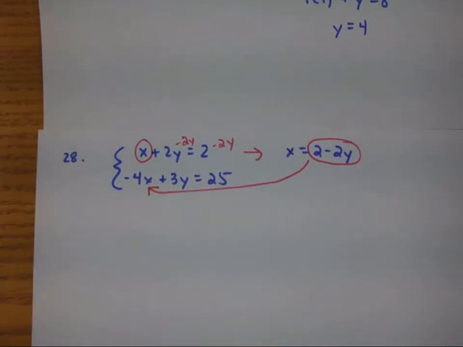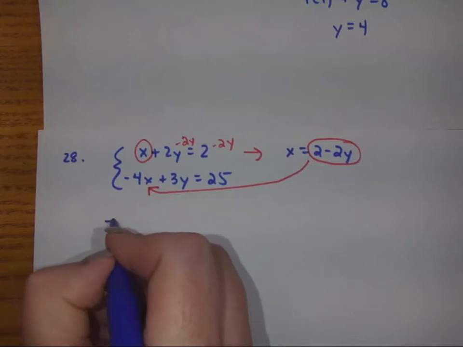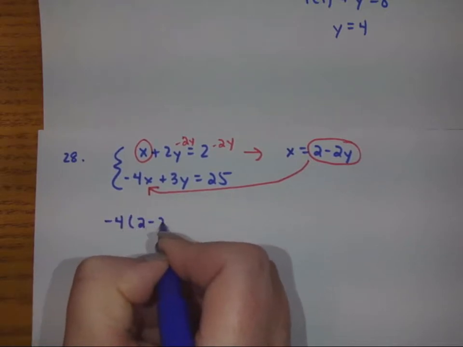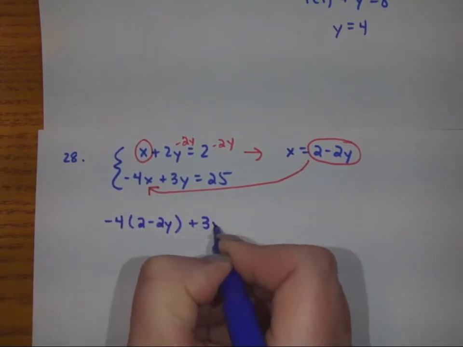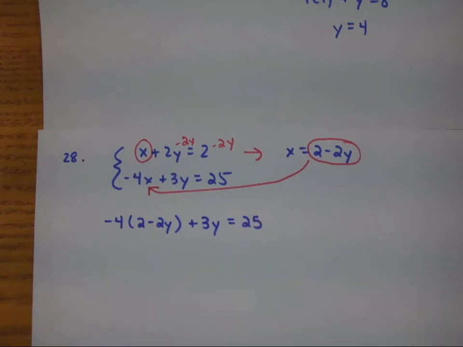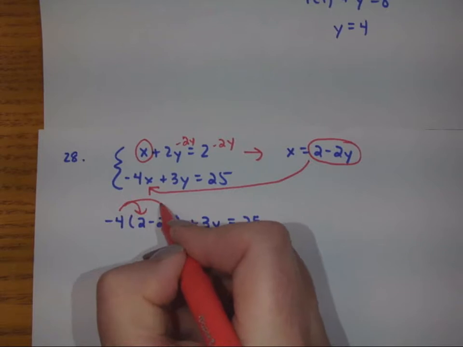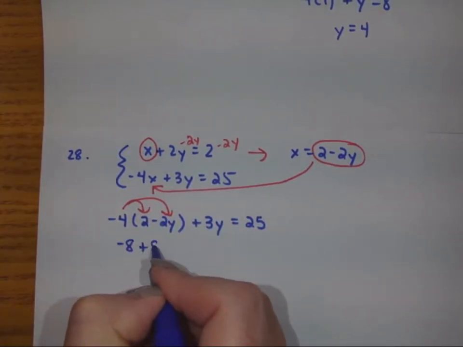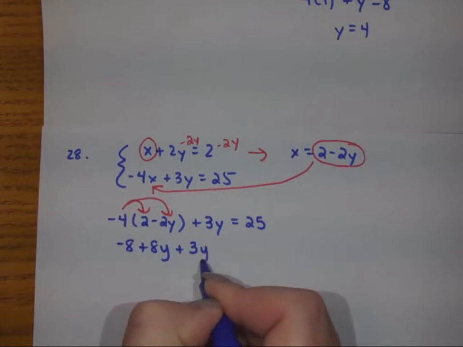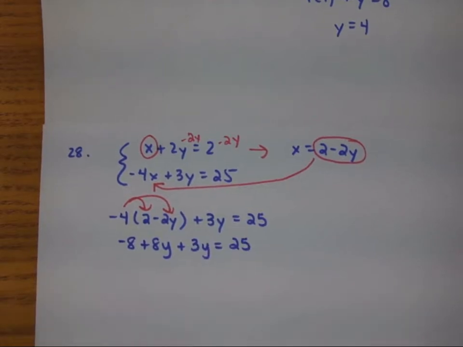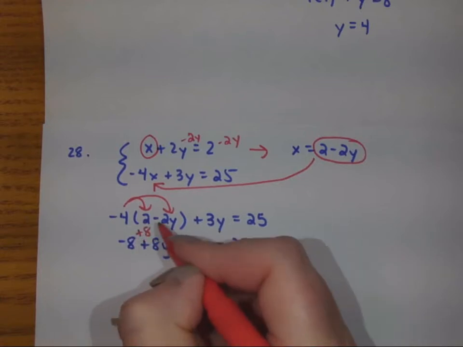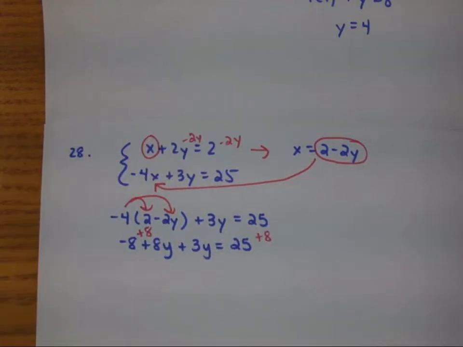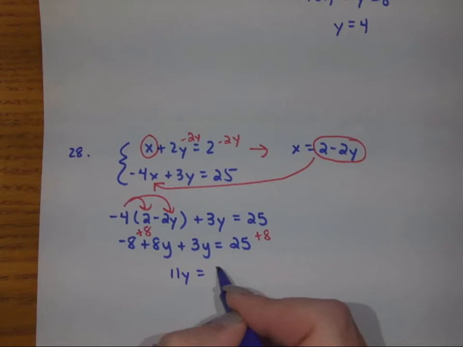Okay, so rather than negative 4x plus 3y equals 25, we're going to have negative 4 times this plus 3y equals 25. Okay, so now we'll distribute this. Notice we're down to one variable, so that's going to be helpful. So this is going to be negative 8 plus 8y plus 3y equals 25. And then if I add like terms and move the 8 over, I'm going to do that in kind of one step here. I'll get 11y equals 33.